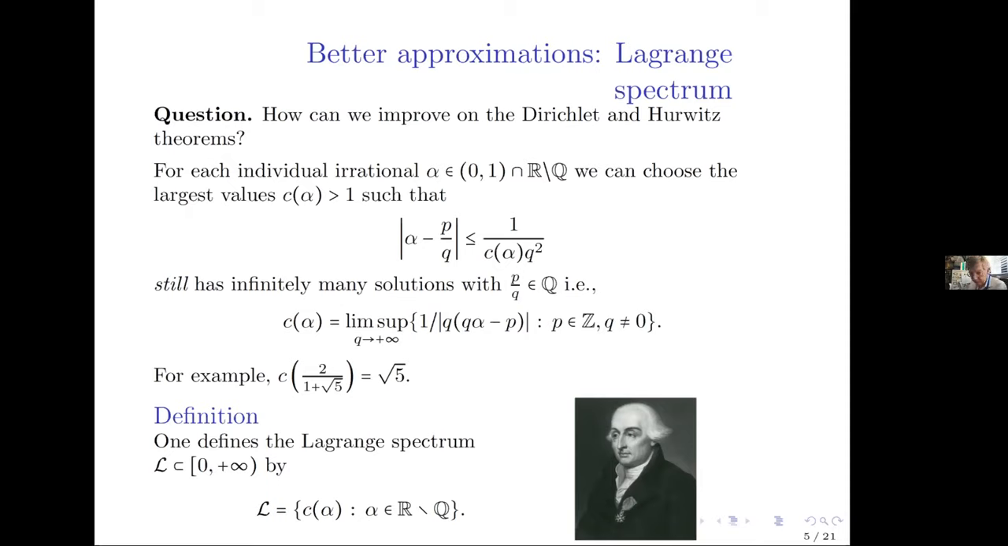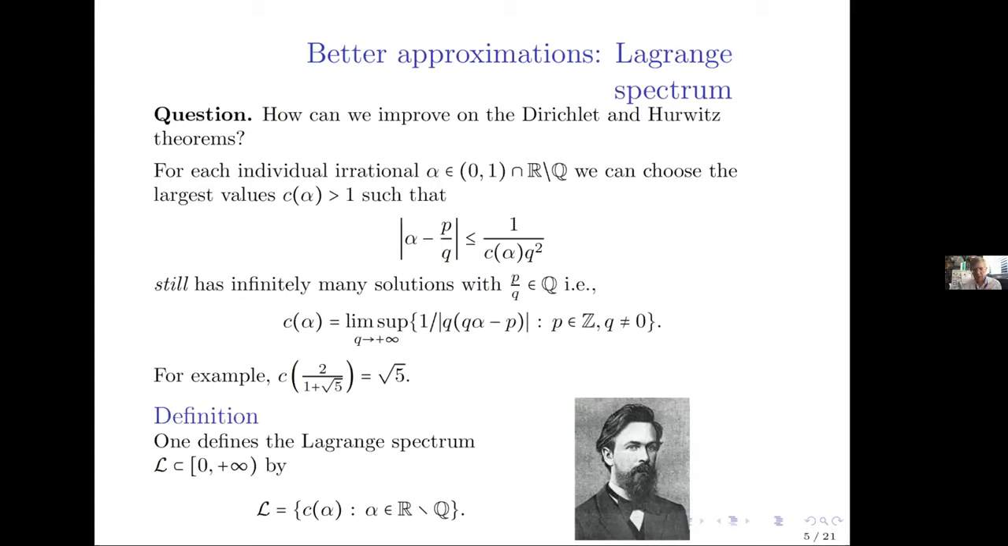Is it the spectrum of anything in particular? I don't know. It's just called the Lagrange spectrum. And this is a picture of Lagrange, who of course did not define the Lagrange spectrum. It was actually defined by Markov some years later, maybe a century later. Okay, so that's the definition. It's going to be a subset of the real line, in fact, the positive reals, and it's just a collection of values associated to different irrational values. So it's a subset of the real line.